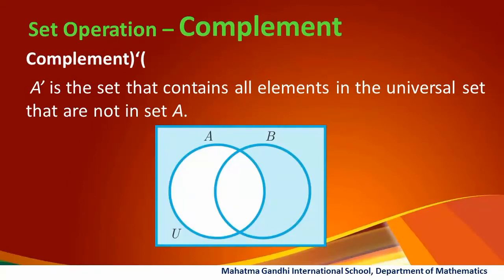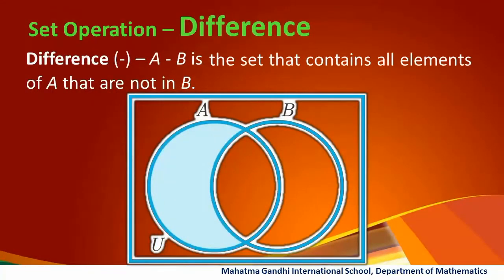That is A complement. The fourth one is the difference of two sets. A minus B is the set that contains all elements of A that are not in B. See the Venn diagram. The blue shaded area is A minus B. That area is the set of all elements which belong to A but do not belong to B. That is A minus B. Remember, B minus A is the set of all elements which belong to B but do not belong to A. But here the figure shows A minus B. So A minus B and B minus A are not the same.